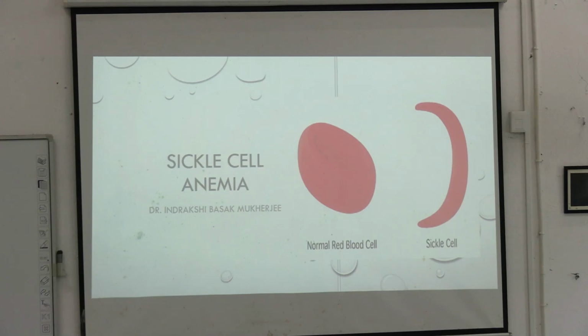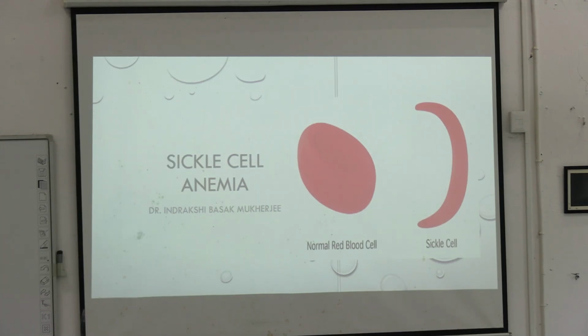Okay, so my topic is sickle cell anemia. So you might get MCQs. MCQs are very important from this topic as well as your short questions. Now this is how a normal RBC looks. An RBC is a biconcave anucleated cell, right? Which is flexible so that it can pass through the vessel walls easily.